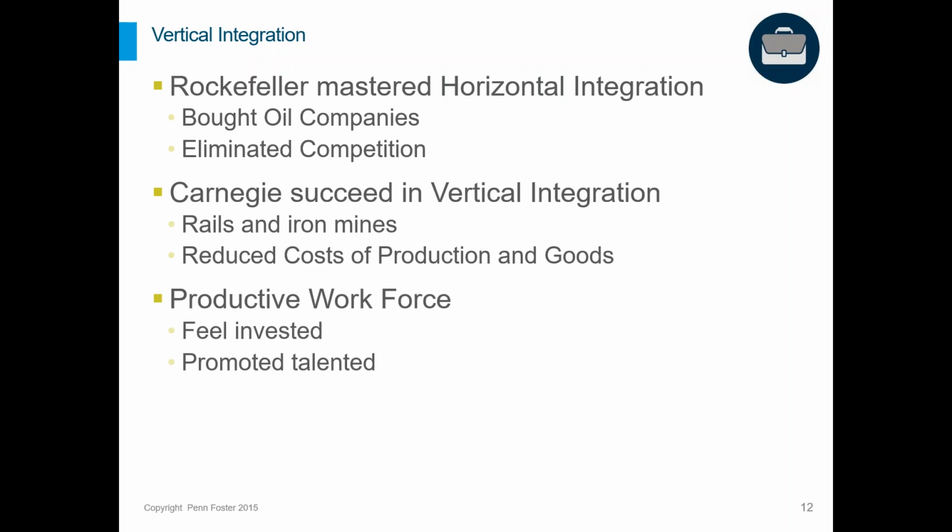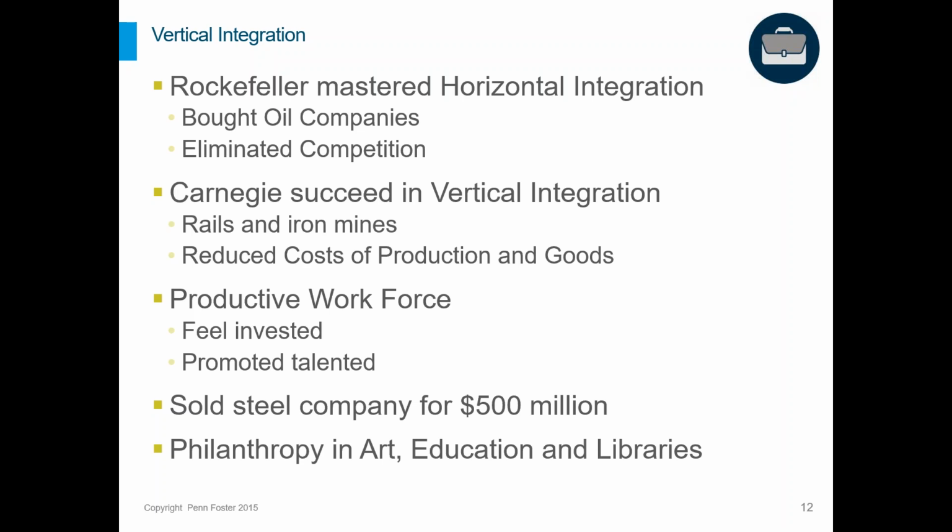Carnegie also benefited from the productive workforce. He wanted to make sure his workers were feeling invested, and also promote the talent within his company as he went along, and made many millions when he was actually able to sell his steel company and the rest of his integration for $500 million, which he then, much like Rockefeller, used in philanthropy, with promotion of the arts, like the Carnegie Hall, education, like Carnegie Mellon University, as well as libraries, which are named after him across the country.